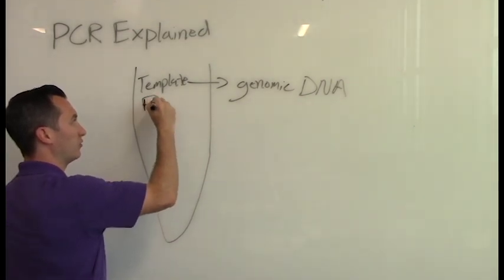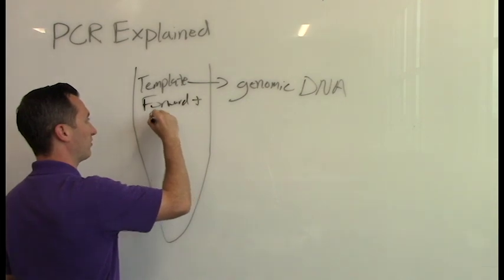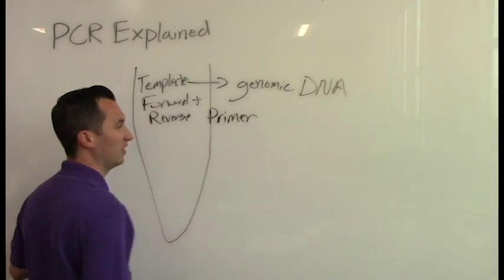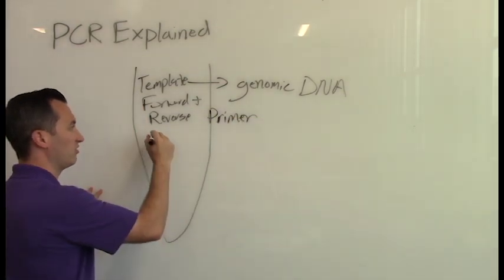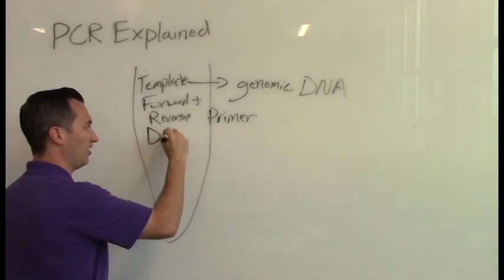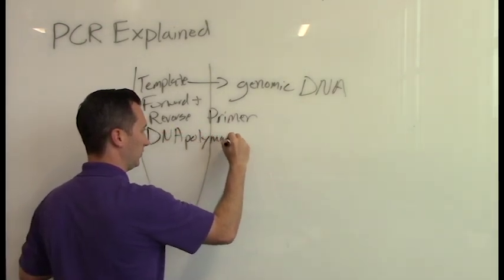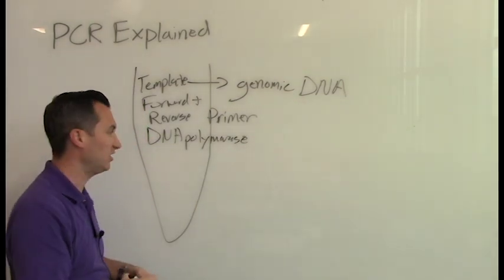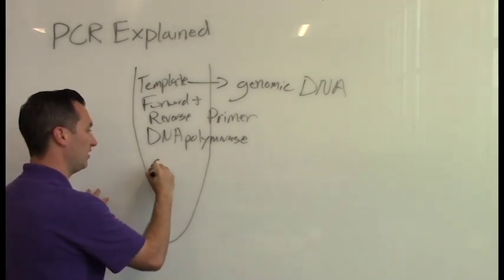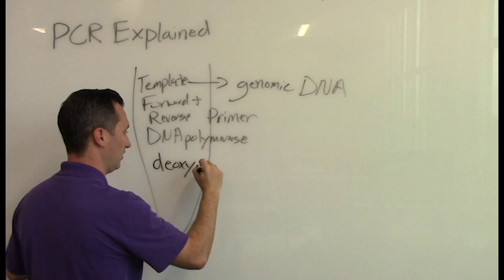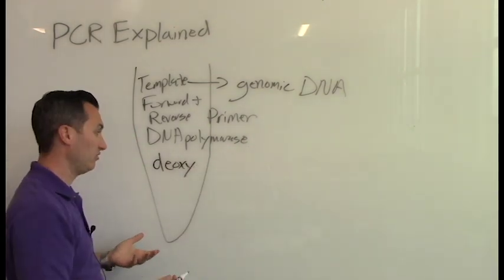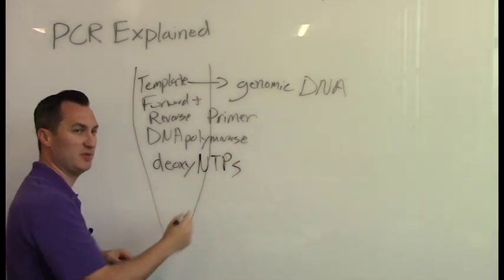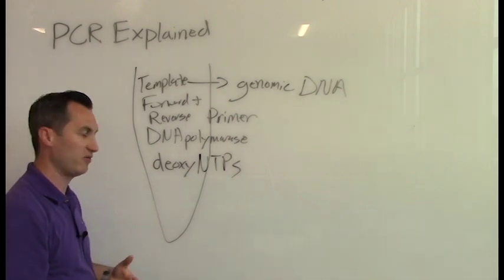We have a forward and reverse primer. Okay, I'll explain what those are in a second. You also need a DNA polymerase, which is the protein enzyme that's going to drive the reaction to create the new DNA. You need free unincorporated deoxynucleotide triphosphates. We refer to those as dNTPs. Those serve as the building blocks for the reaction we're doing.